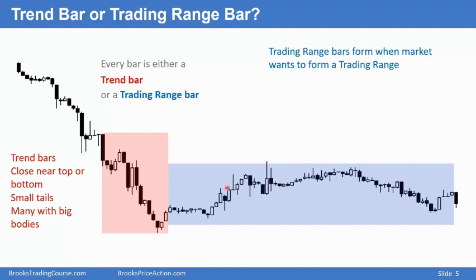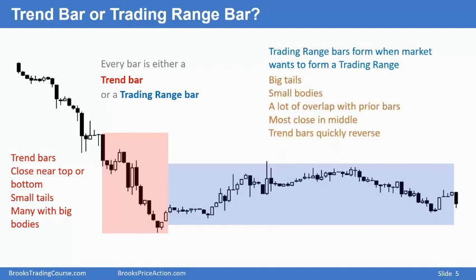Trading ranges usually are filled with lots of trading range bars. You can see how small the bars are, how prominent the tails are. Compare the size of these bars to these bars. Compare the prominent tails of these bars to these bars. Compare the amount of overlap of these bars to these bars. So not much overlap over here during a trend and a lot of overlap during a trading range.